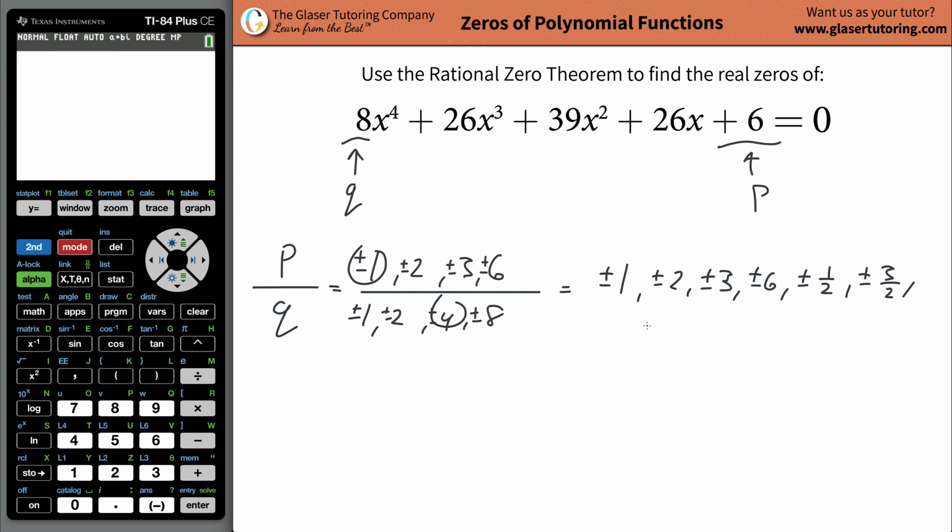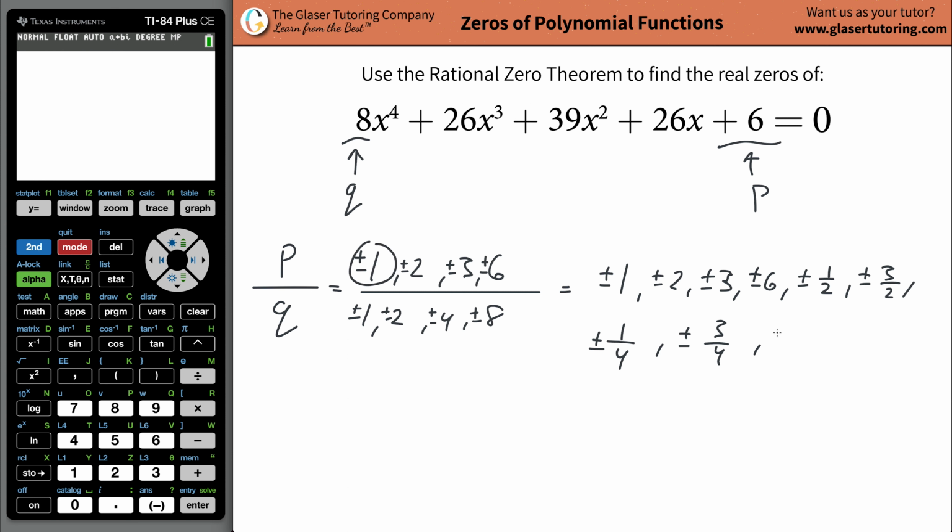You have 1 over 4, which is one of them. Then you have 2 over 4, that's 1/2, but you already have that, so skip it. Then you have 3 over 4. And then 6 over 4, which is really equal to 3 over 2, which we already have. And then you do it again.